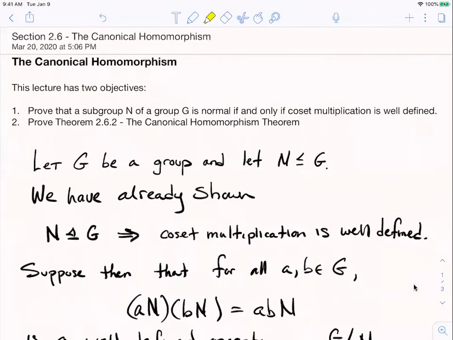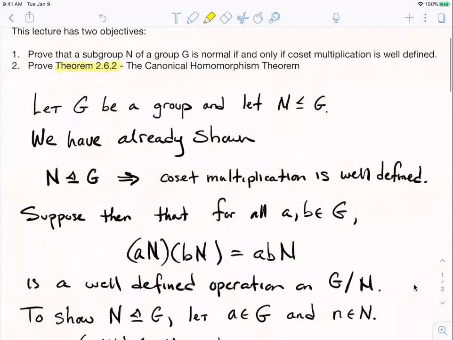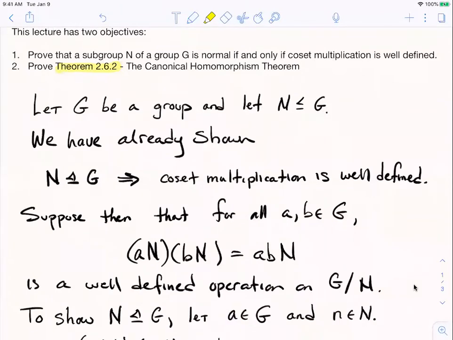And then the second goal is to prove Theorem 2.62 in your book, called the Canonical Homomorphism Theorem. The author doesn't use that title, but that's how we'll refer to it. Okay, so those are the two tasks. So let's just get down to it. Take a group G and a subgroup of it. Like I was saying just a second ago, this part we've already done. We've shown that if N is a normal subgroup of the group G, then the coset multiplication is going to be well defined.